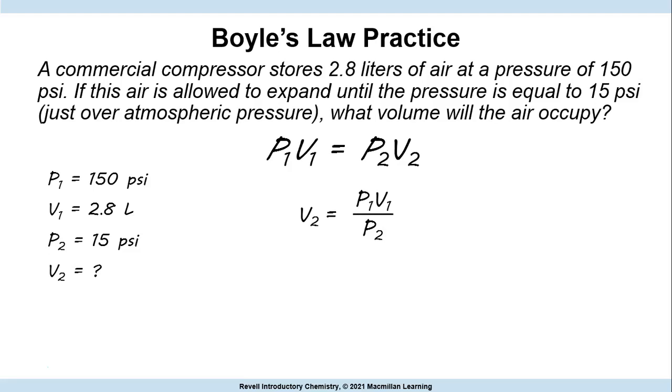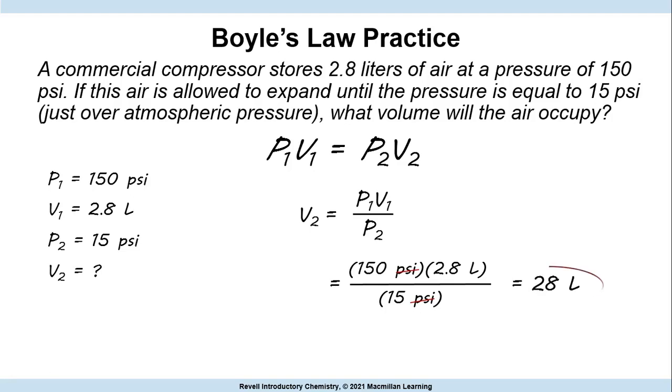Using that formula, we then go ahead and substitute in our values for P1, which is 150 pounds per square inch, V1, which is equal to 2.8 liters, and P2, which is 15 pounds per square inch. After putting in the values, we cancel out the units that appear both at the numerator and the denominator. So we have pounds per square inch cancelling out, and our final units are liters. If you do this calculation, you will see that the volume is 28 liters.